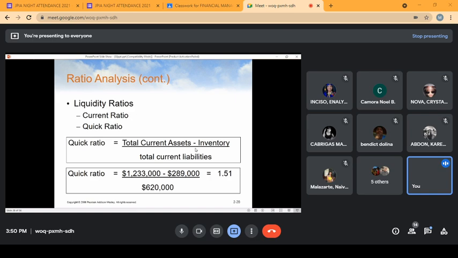Naintindihan na po ba tayo sa current ratio and quick ratio? Guys?